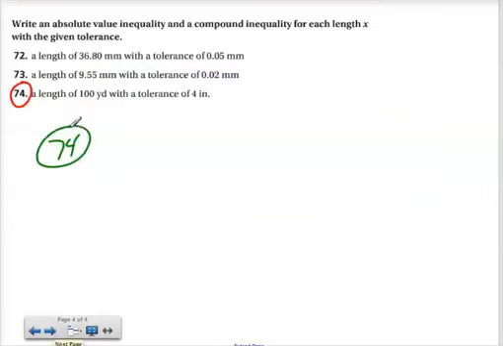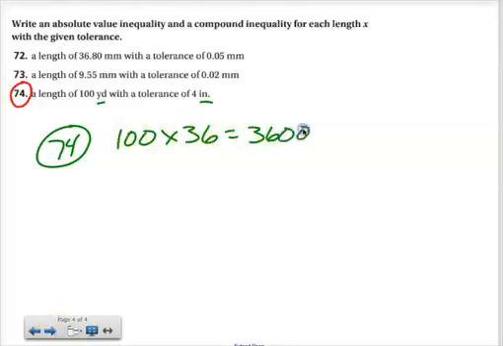74 says a length of 100 yards with a tolerance of 4 inches. We are to write an absolute value inequality and a compound inequality for each length x with a given tolerance. We already have a problem with number 74, and that is the labeling. One is in yards and the other one is in inches. So what we have to do is remember there are 36 inches in a yard, and take 100 times 36 and get 3,600 inches.